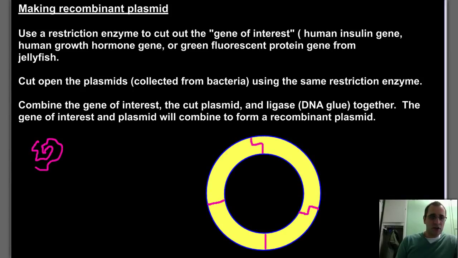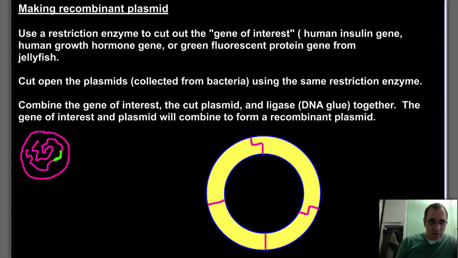Okay, so the first thing you're going to do is, we have jellyfish genes. Okay, there's lots of genes in a jellyfish cell. Okay, so this is our jellyfish cell, and we need to find the one that is associated with the green fluorescent protein, and we need to cut it out. Okay, so we're going to do that using a restriction enzyme.